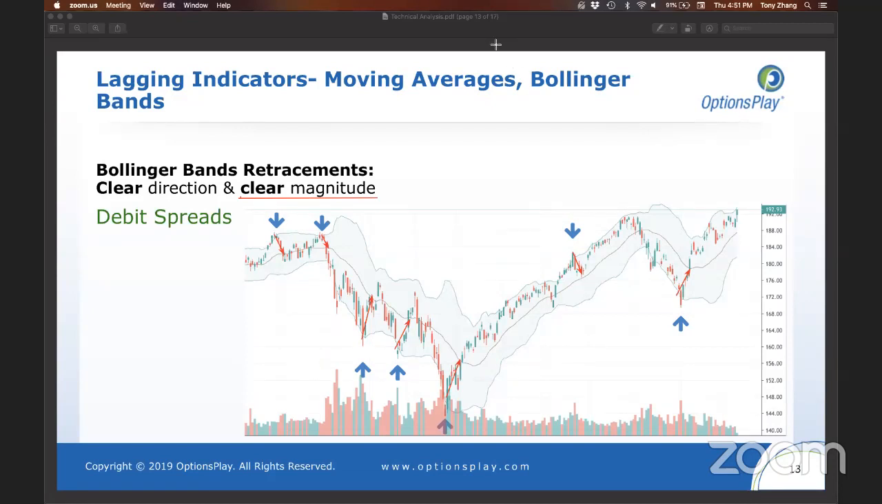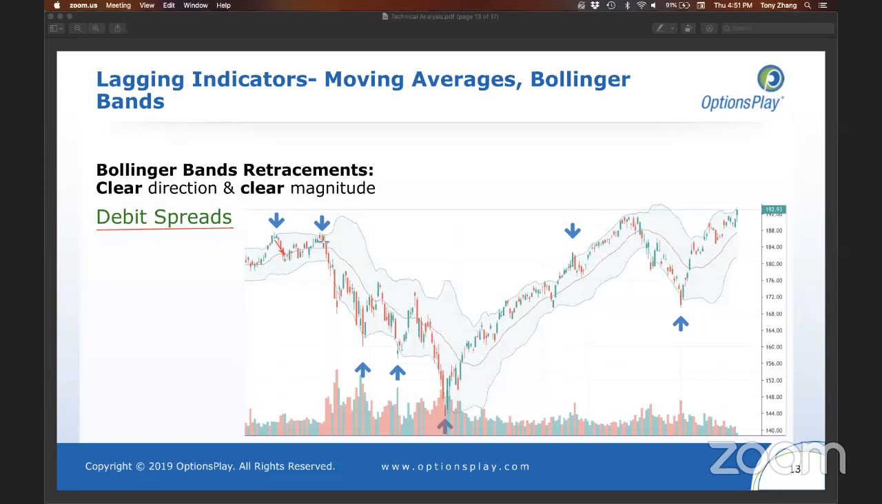And this is why I typically advocate that if you're going to use these types of retracement trades where the probability is not really in your favor, use debit spreads, because debit spreads really allow you to take advantage of these quick moves with the smallest amount of risk possible. Because again, these are counter trend trades. They typically last relatively short. As you can see, most of these trades just last a few days.